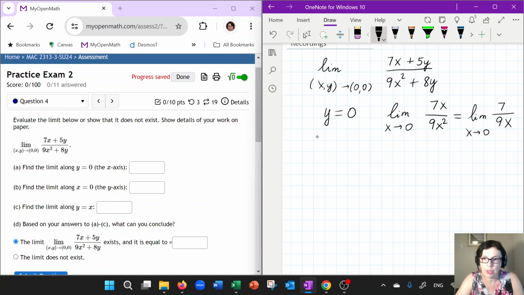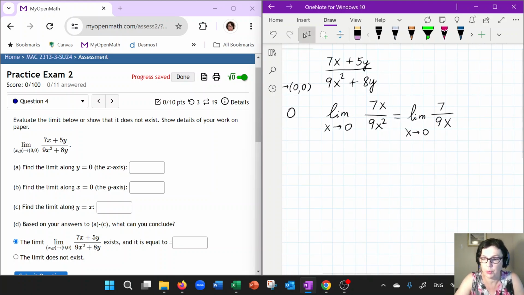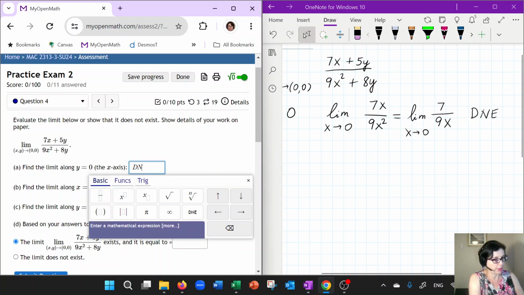If x goes to 0 from the right side, the limit would be positive infinity. If x goes to 0 from the left side, the limit will be negative infinity. Overall, the limit will not exist. Division by 0 is not okay. So this limit does not exist, which is what I'm going to type here.